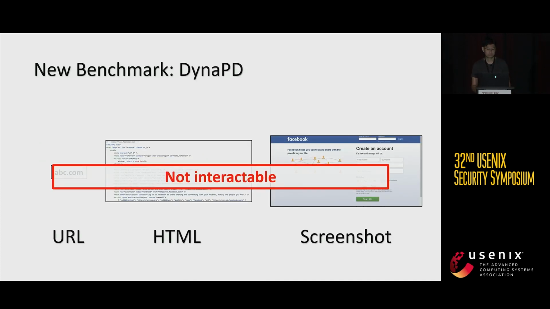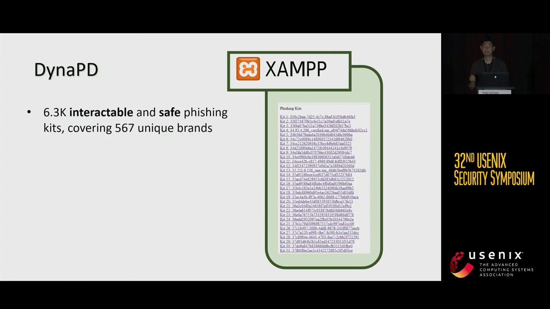Because our approach is an interactive approach, existing datasets cannot be used effectively. Existing datasets have the URLs, the HTML, and the screenshots, but they are not alive. They cannot be interacted with. So we constructed our own DynaPD dataset, which collected over 6,000 interactable and alive phishing websites. Basically, we collect the phishing kits and deploy them on a virtual machine. On this screenshot, you can see a list of phishing websites in terms of hyperlinks, and users can design their algorithms, interact with the web pages, and see whether their approach really works.